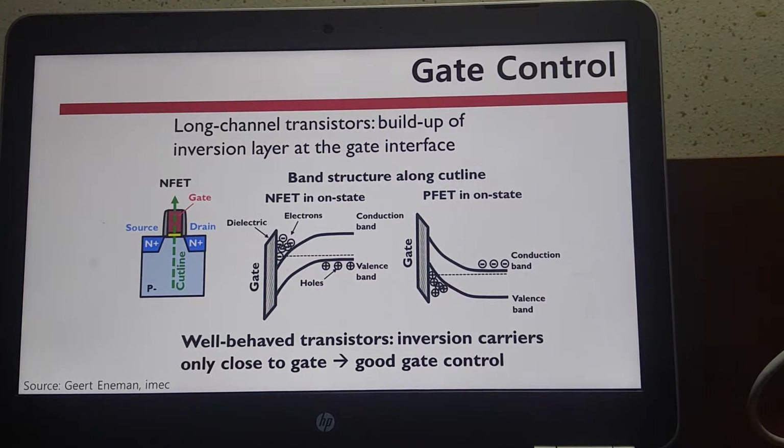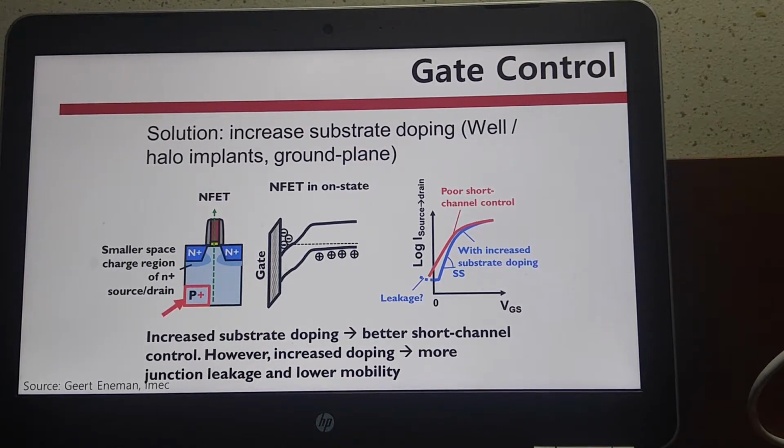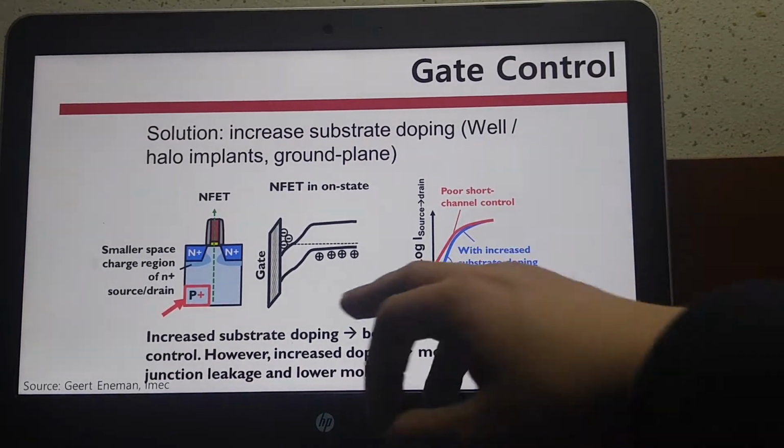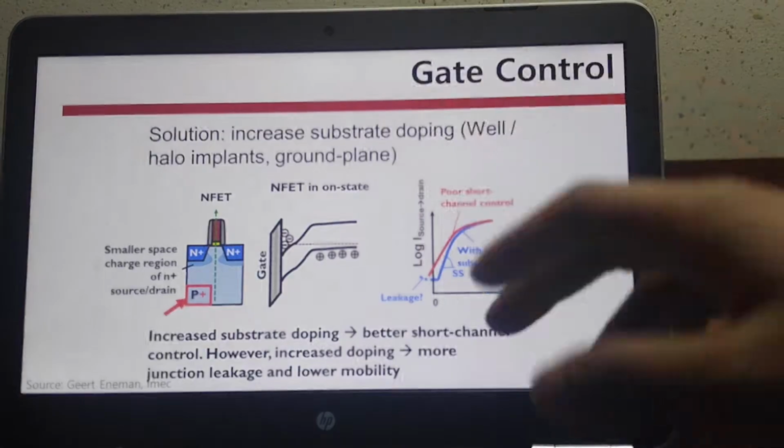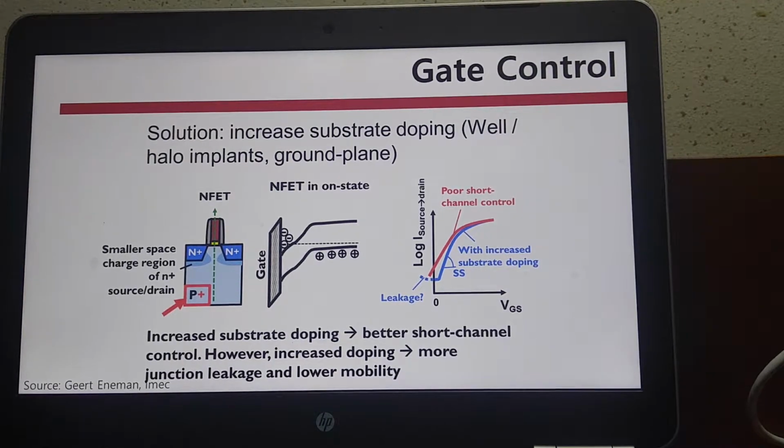The first method is body doping. As you can see in this picture, if we dope the substrate, the depletion region will be decreased, but nowadays this method is not used widely because there are several problems of random dopant fluctuation and band-to-band tunneling.